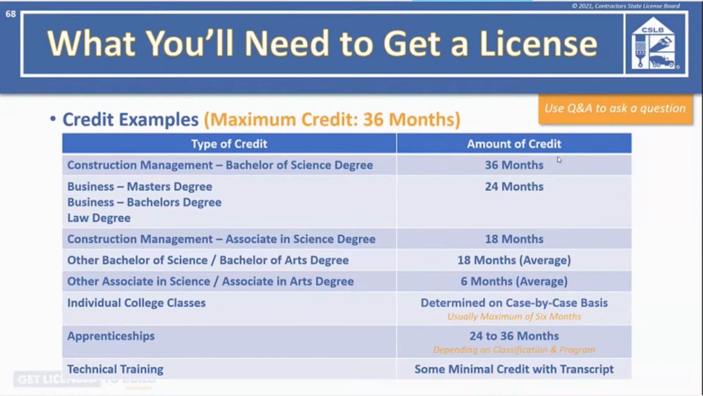It says my qualifier already has a C21 license. Does he need to take the exam? He wouldn't have to re-exam as long as you're going for the C21 classification.